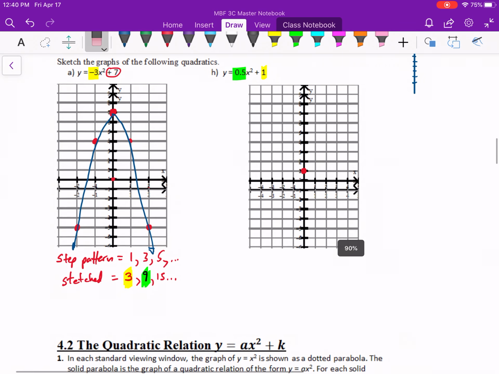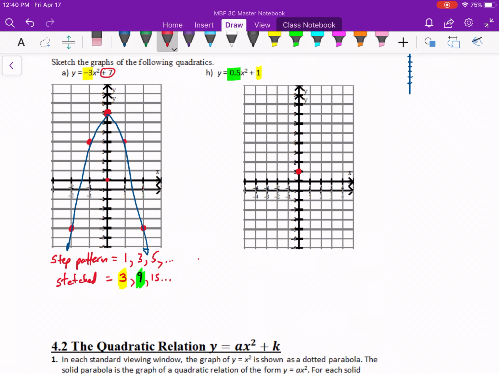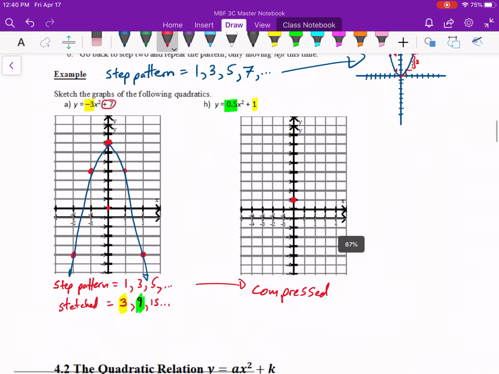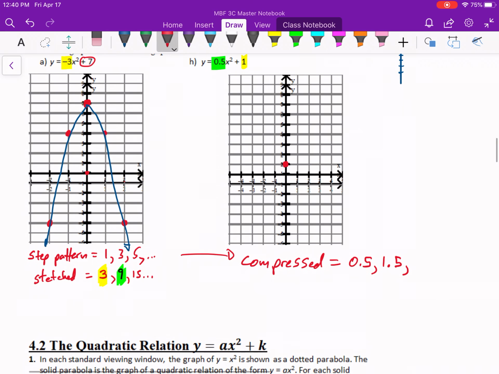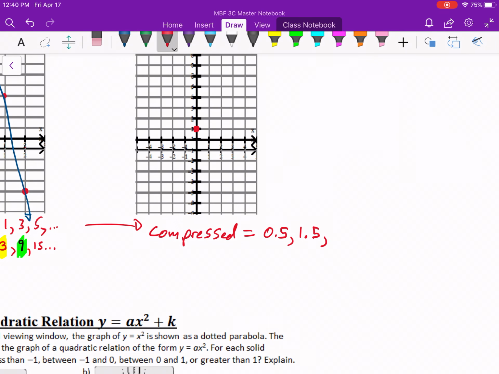And again, if my basic step pattern is 1, 3, 5, then this one is compressed. I'm going to take all my steps and compress them by a half, because my a value is 0.5. It's a half. So what's a half of 1? Well, a half of 1 is a half, or 0.5. Then what's a half of 3? That's my next step. Well, half of that is 1.5. And then my next basic pattern step would have been 5. I'm going to take half of that. That's 2.5. And then my next one would have been 7. I'd take half of that. That's 3.5, and so on.